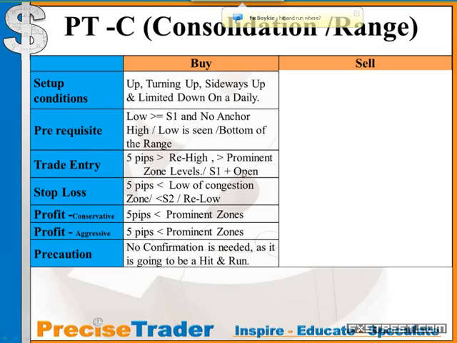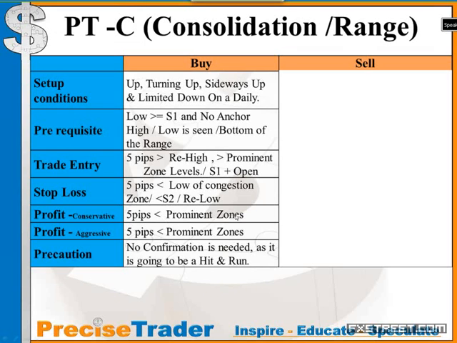The one thing you need to take note of is that we need to compare it with the open. So if you see that the open and the range are not aligned, then it's going to be a bit difficult, right? The stop loss is less than the congestion zone, or less than S2, or less than registered low, whichever way you feel. Again, prominent zones.